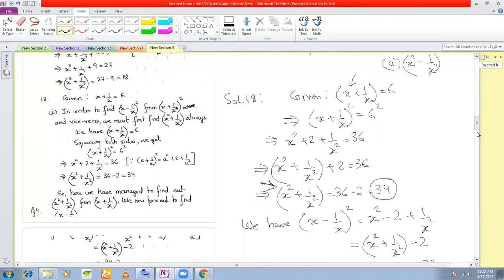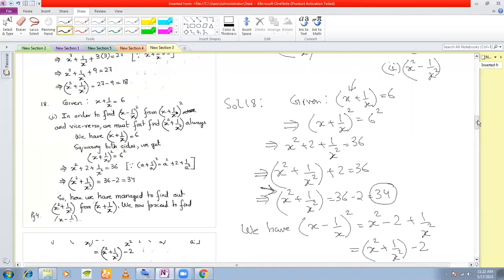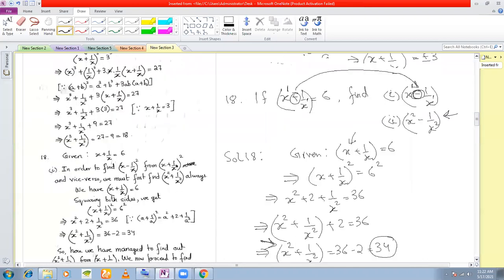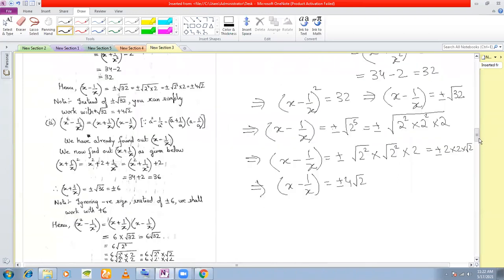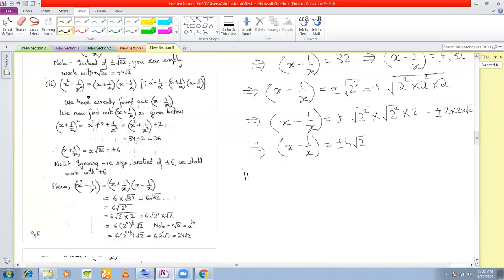The second part here, the question is to find out the value of x square minus 1 by x square. We have already found the value of x minus 1 by x. Now x square minus 1 by x square is very easy. You can write this as a difference of two squares, a plus b into a minus b.